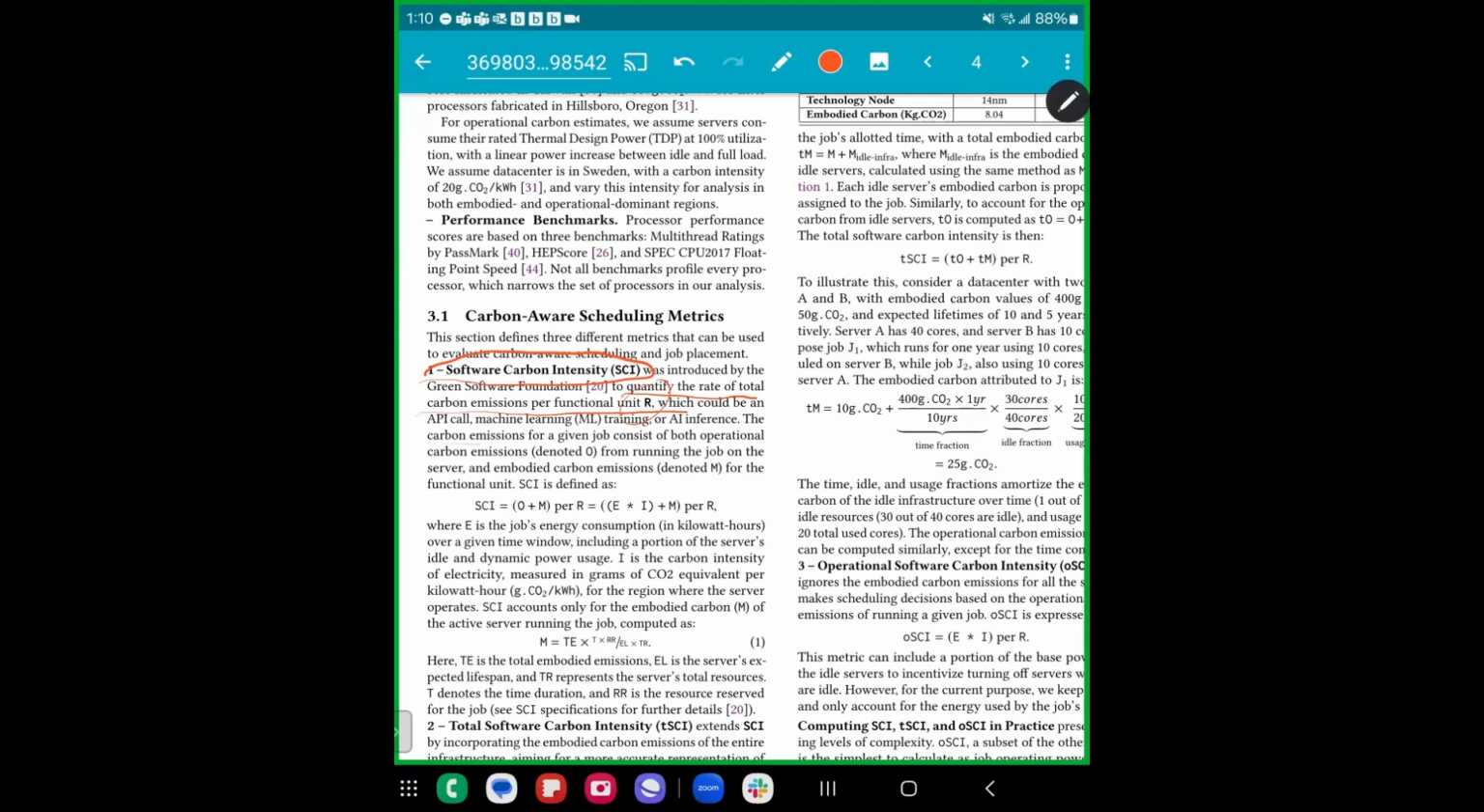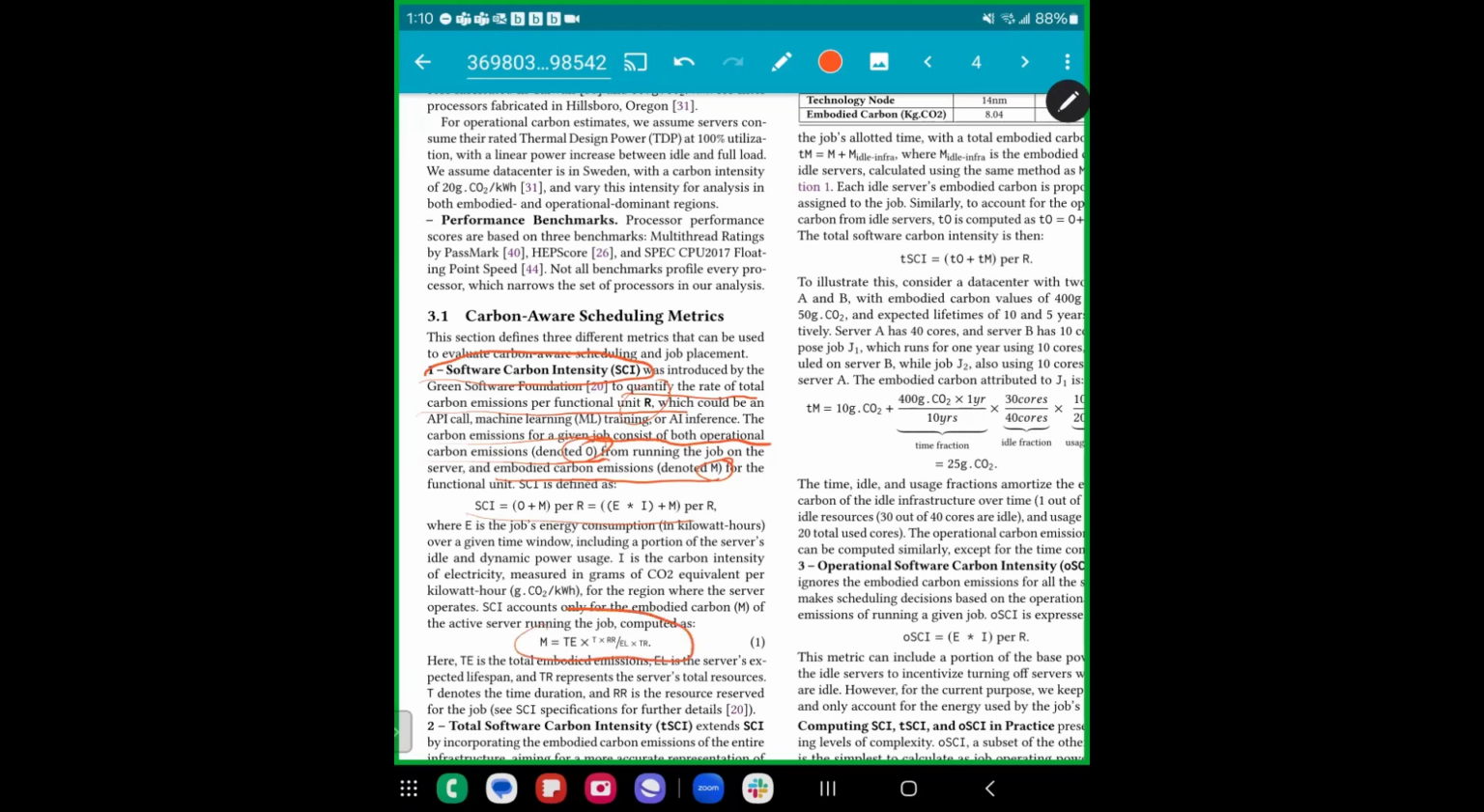So the carbon emission for a given job consists of operational, denoted as O, and embodied. So that is the carbon emission that essentially exists just because this particular device, this particular server CPU, was made and installed. So they give this lovely metric: essentially it's operational plus embodied carbon emission.